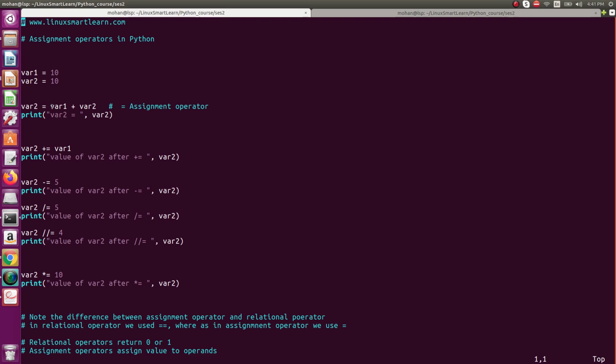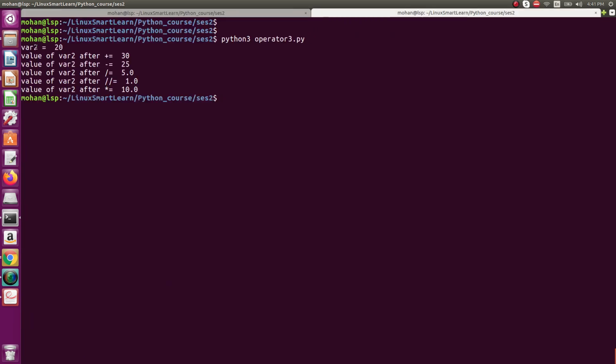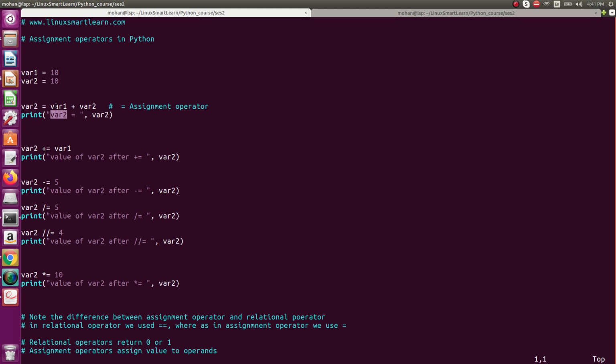In this case, we assign the calculated value to the left hand side variable, that is var2 equal to 10 plus 10 equal to 20. So we get var2 equal to 20. Let us execute this program and explain along with. We get var2 equal to 20. So we are assigning this right hand side value to the left hand side operand.